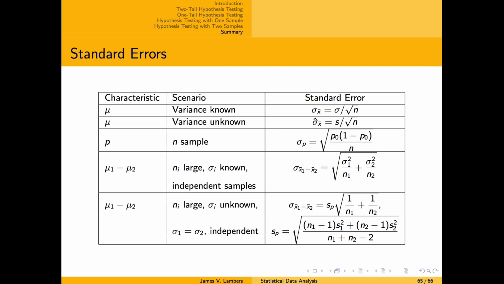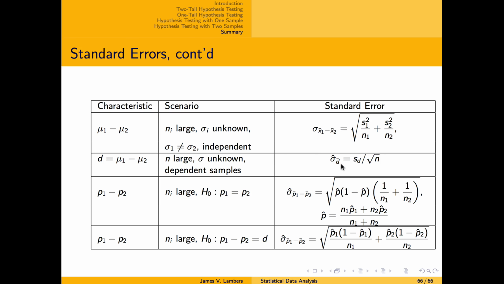is in the formula for the standard error, so they are summarized in this table that continues on to the next slide. It should be noted that when a scenario includes an assumption that the sample sizes are large, the formula still applies if the populations are normally distributed, even if the sample size is not actually large. And here's the remainder of the standard error summary.